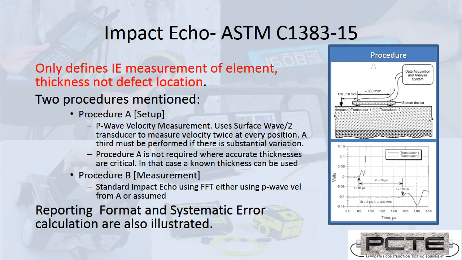So we'll start with the standard again. The ASTM standard defines impact echo measurement of concrete elements for thickness. It doesn't go into its use for void detection. And it gives 2 procedures. The first procedure is a setup, where it is used to evaluate an approximate pulse velocity of the compression wave from the impact. And then this is then used as input into procedure B, where the thicknesses are actually measured. So it's a useful description of what the test is and its use in thickness measurement, but again, it doesn't go much into evaluating defects with it.